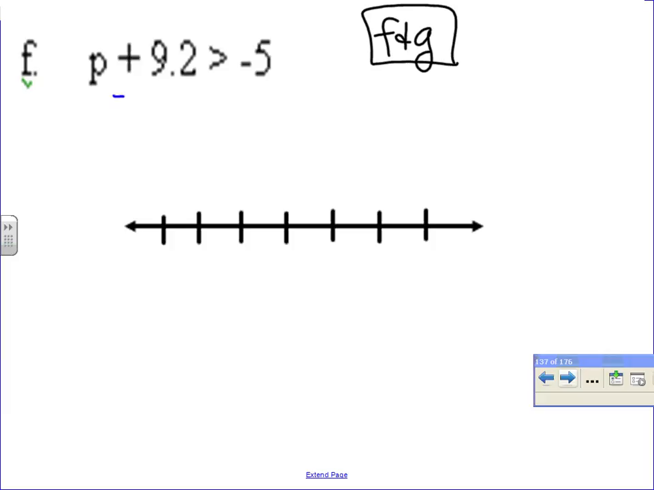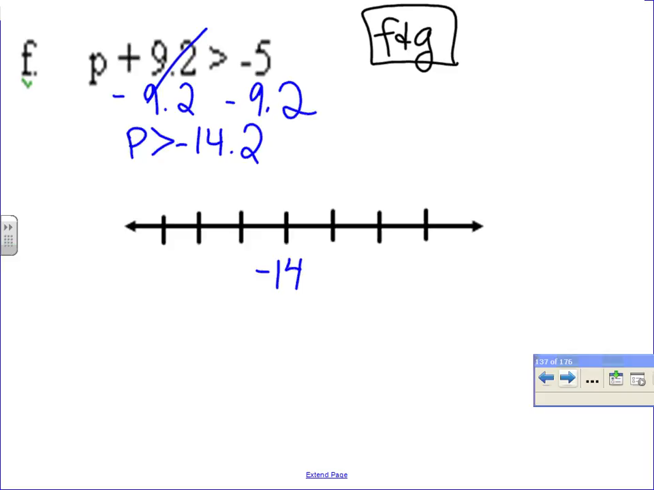Okay, so I saw some interesting things, so I'm glad I had you guys try those on your own. So minus 9.2 on both sides. So we get P is greater than negative 14.2. Okay, here's the weird things that I saw. I'm going to scale this just by ones. So if I put negative 14 here, what goes to the left of negative 14 if I scale it by ones? Briar? Nope, careful. It gets smaller this way, bigger this way.